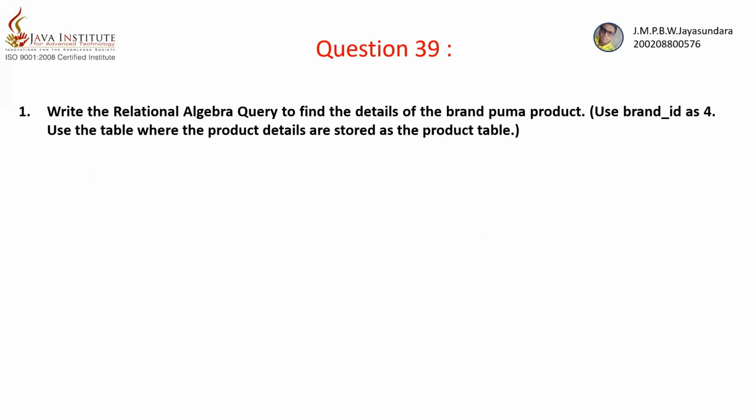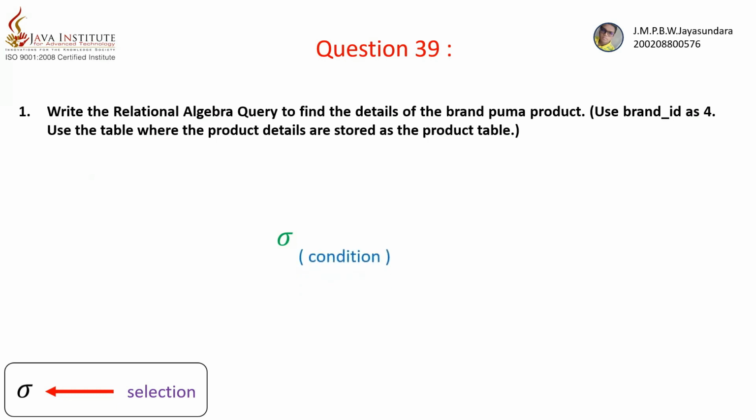So in order to get the output on this question, first we need to use the selection, and it's indicated by this icon. So we need to write it as selection. After that we need to insert the condition. Then we can insert the relation. So relation means table. By using that we can run this query.